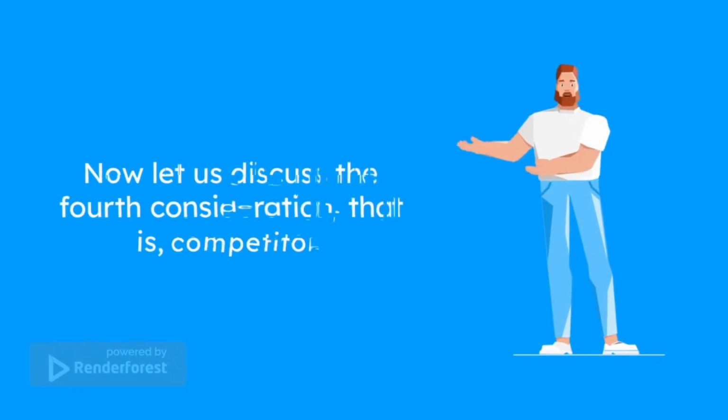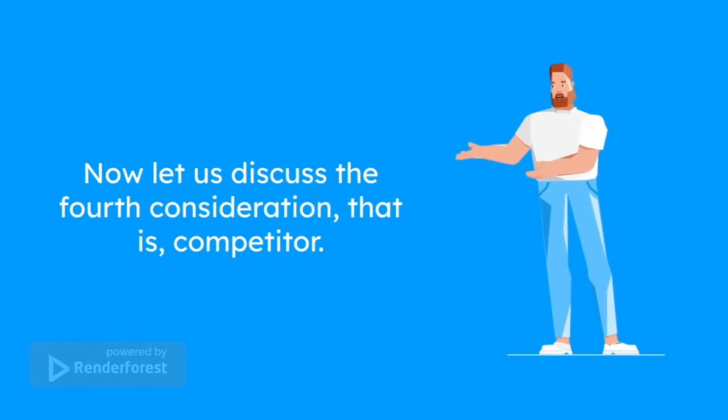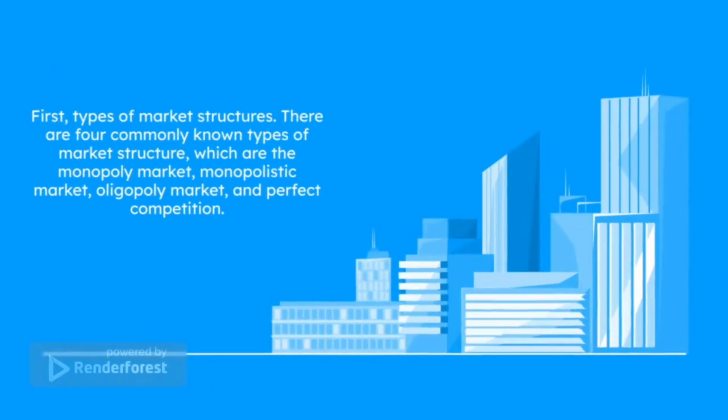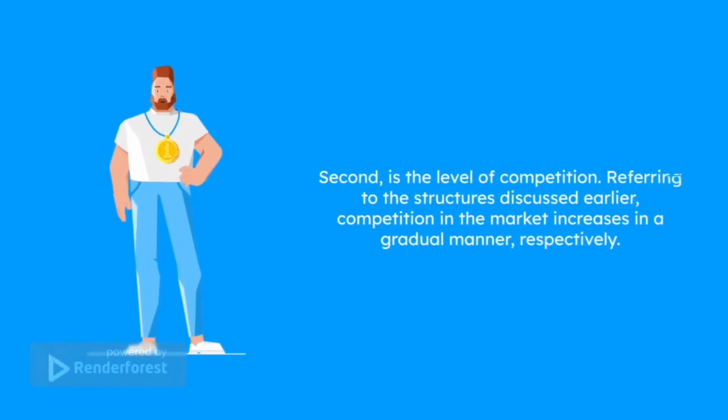Now, let us discuss the 4th consideration, that is, competitive. First, types of market structures. There are 4 commonly known types of market structure, which are the monopoly market, monopolistic market, oligopoly market, and perfect competition. Second, is the level of competition.